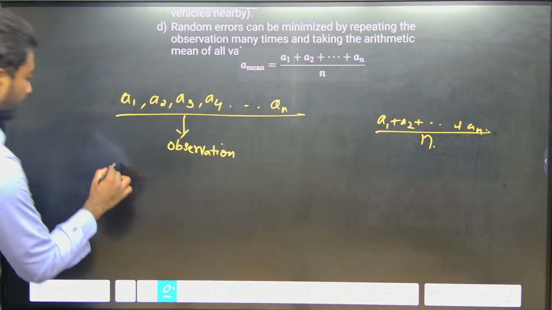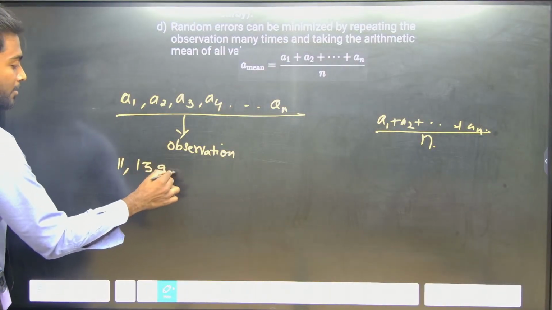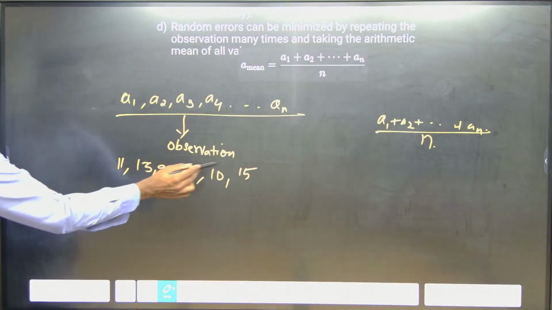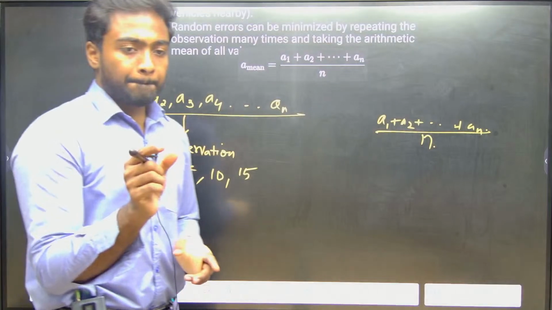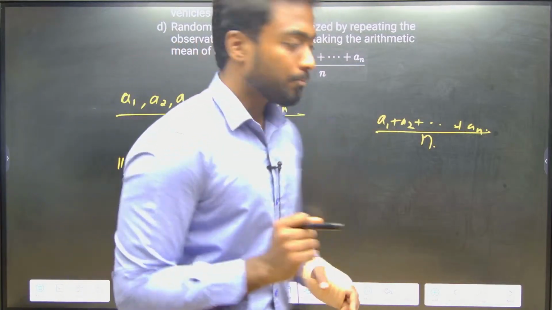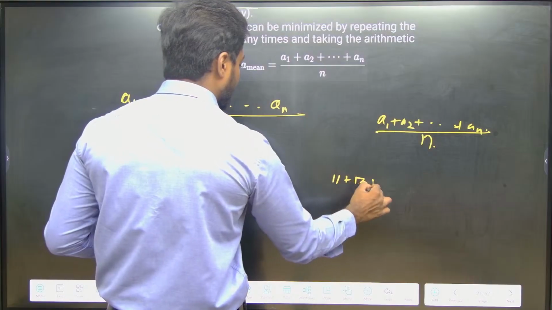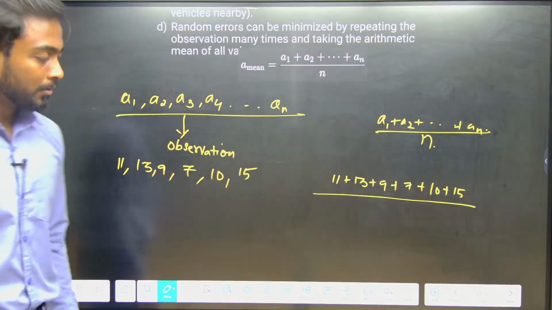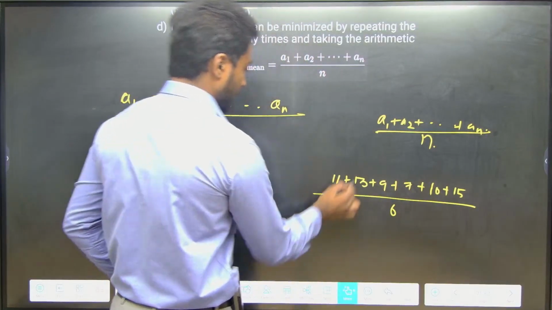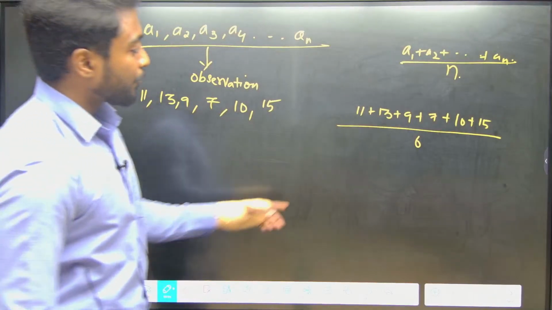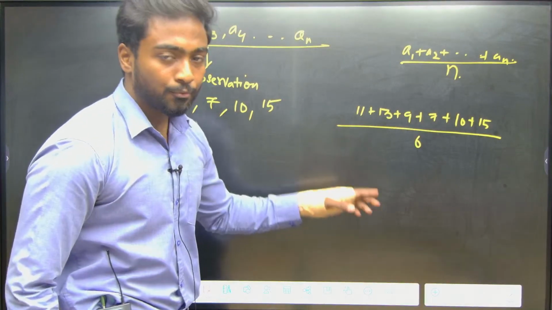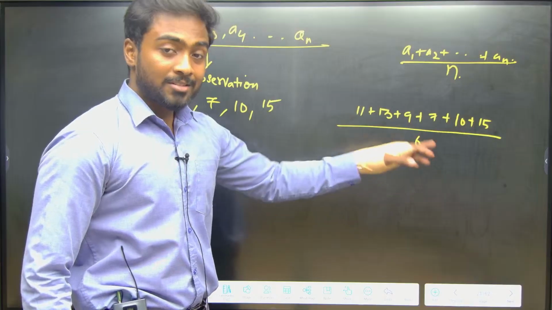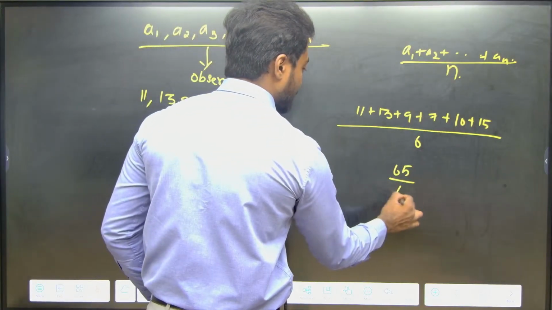For example, if I take 11, 13, 9, 7, 10, 15. How many values are there? 1, 2, 3, 4, 5, 6. I need to get the mean value. Mean value is 11 plus 13 plus 9 plus 7 plus 10 plus 15, divided by 6. So 11 plus 13 is 24, 24 plus 9 is 33, 33 plus 7 is 40, 40 plus 10 is 50, 50 plus 15 is 65. 65 by 6.